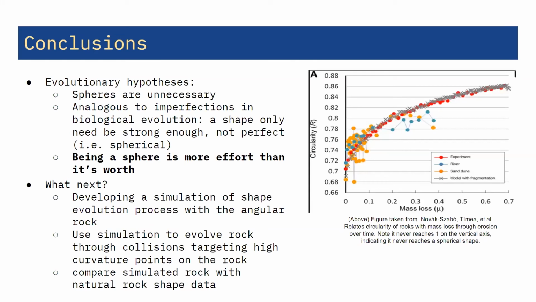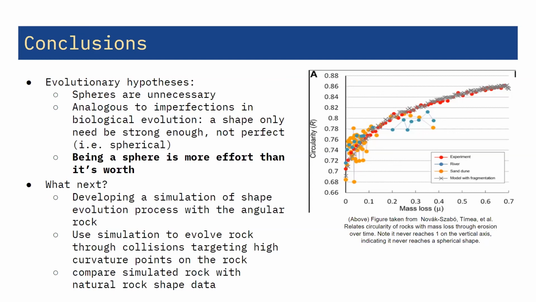So at the end of this, we came up with a few evolutionary hypotheses. Spheres are, it seems, unnecessary, similar to biological evolution. When you become good enough to survive, you don't tend to change a whole lot more. Spheres are a little more effort than they're worth, it seems. So maybe rocks become stable in shape enough to not lose a whole lot more mass, and they never reach true sphericity, which is depicted on this graph here, from other literature.